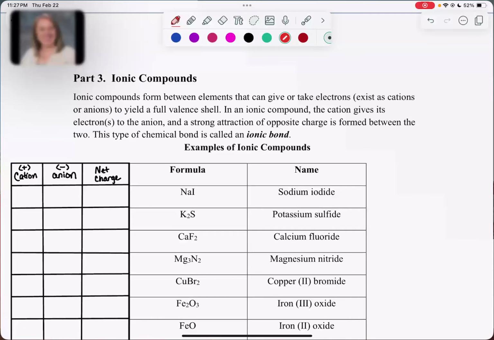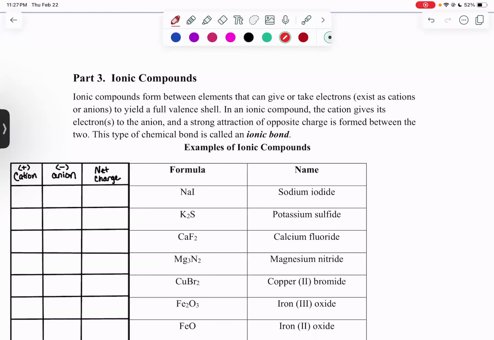This is Chapter 3, Valence and Ionic Compounds, Part 3. So we're going to use some examples of ionic compounds, and we're going to illustrate all the different principles that you need to know in terms of ionic compounds: how to write the formula, how to write the name, why they combine the way they combine, all that kind of stuff.